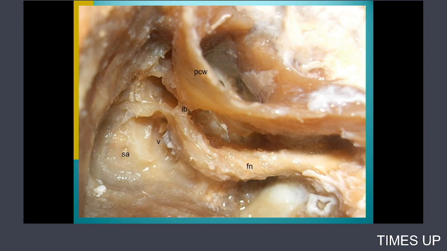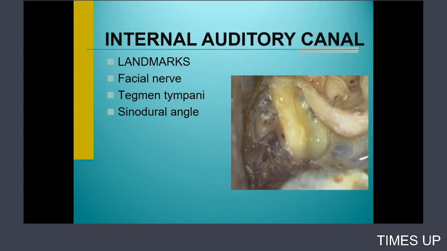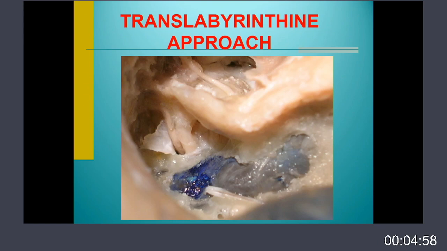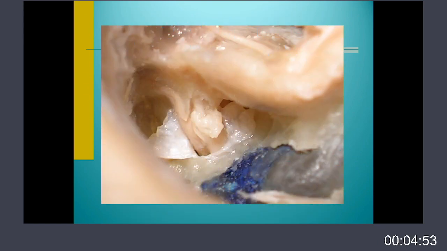This is another bone. Complete labyrinthectomy has been done. In this, I have tried to show the contents of the internal auditory canal. We can see the superior vestibular nerve, inferior vestibular nerve, facial nerve, and the cochlear nerve as well.